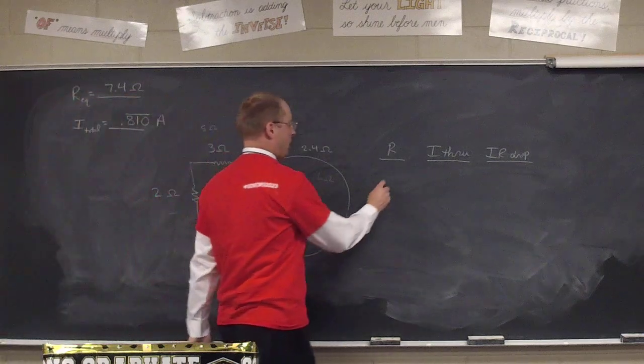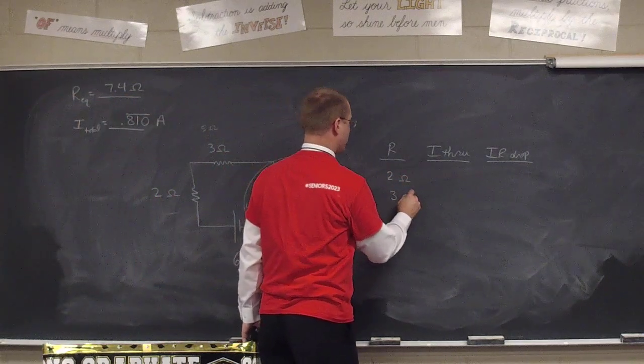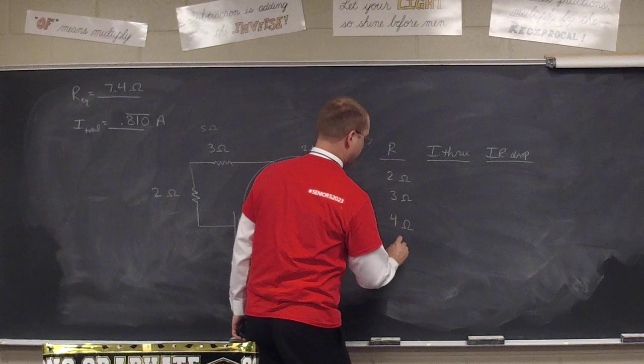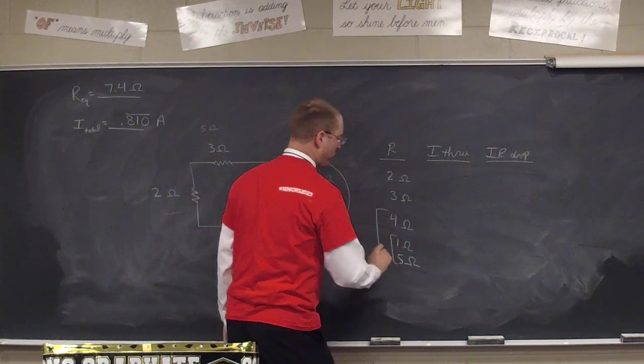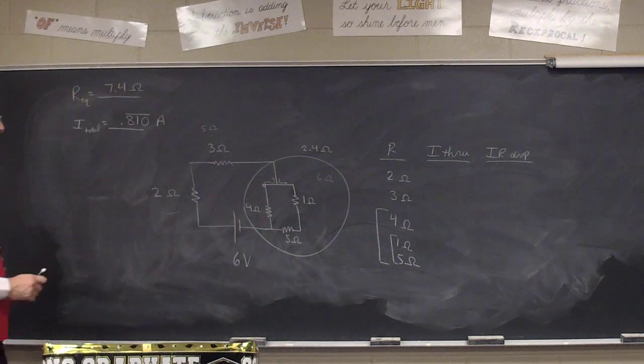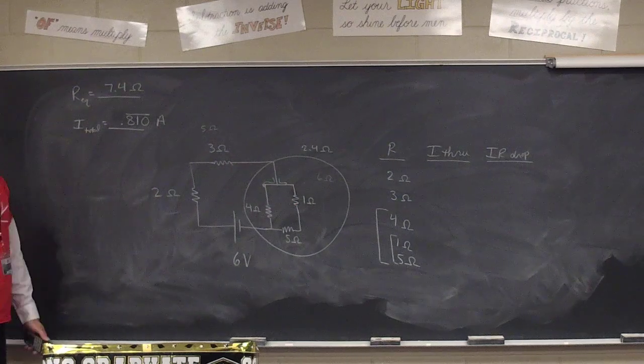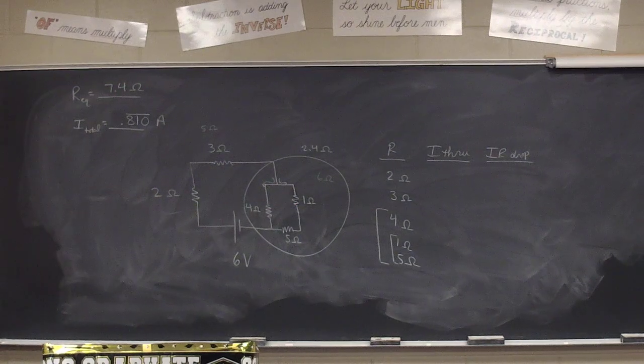Let's make our lineup. We've got 2 ohms, then 3 ohms, then 4 ohms, and 1 ohm and 5 ohms. The 1 and 5 work together, and the 4 works with the combined 1 and 5. And we got the chart set up. If it ain't got a bracket, it's easy. The 2 and the 3 don't have brackets. They're easy. How much current goes through both the 2 ohm and 3 ohm resistances, class? The 0.81 amps.